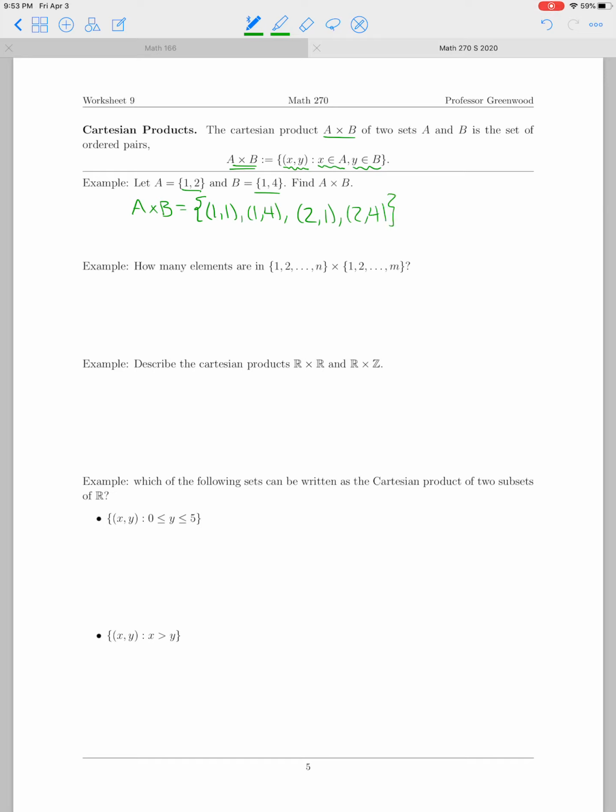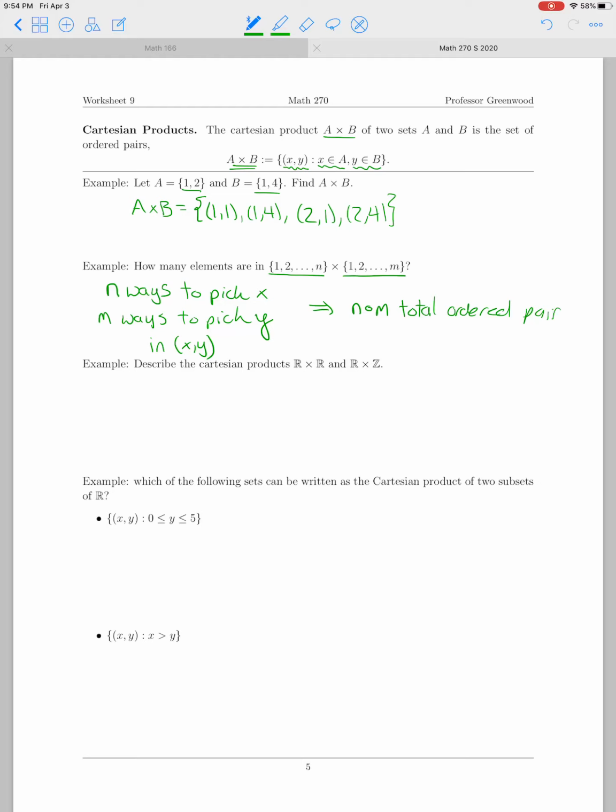And so now if we consider how many elements are in the Cartesian product of {1 through n} times {1 through m}, you can see that there's n ways to pick the first element in my ordered pair and m ways to pick y, the second element of my ordered pair, if I'm writing my ordered pair as x comma y. And so that means that there's n times m total ordered pairs.